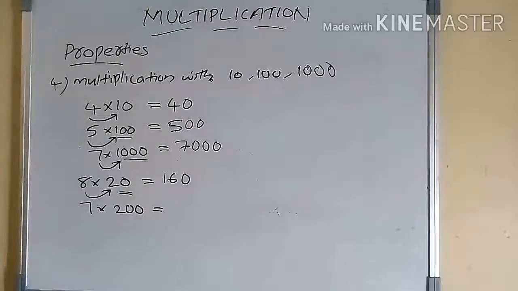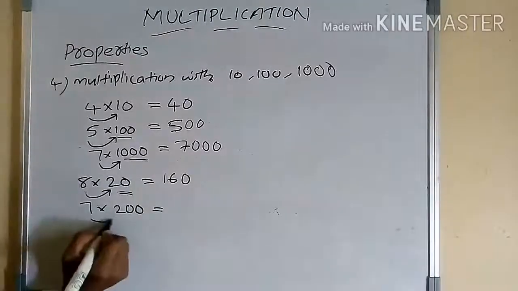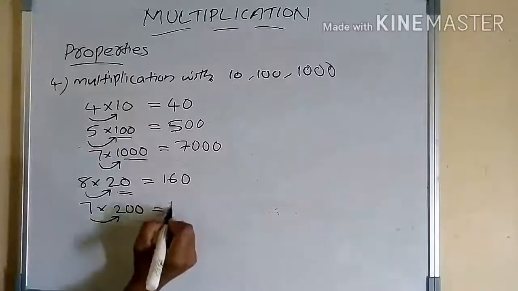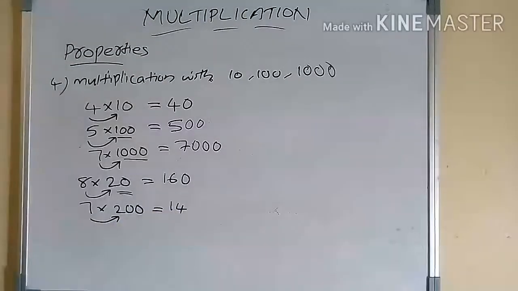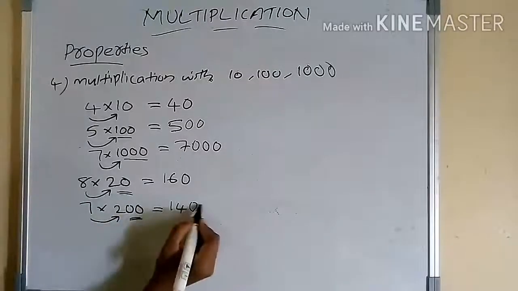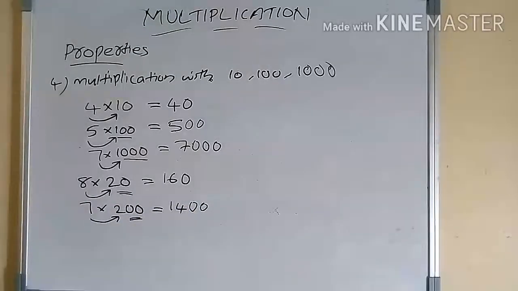Next is 7 into 200. Multiply these two numbers. 7 into 200. First we multiply 7 into 2. What is the answer? 7 into 2? 14. In 200, how many zeros are there? 2 zeros. So write these 2 zeros here. What is the answer? 7 into 200 is equal to 1400. Okay.